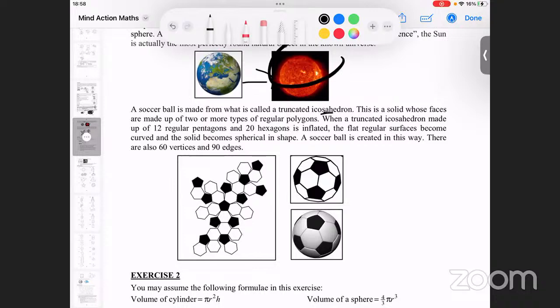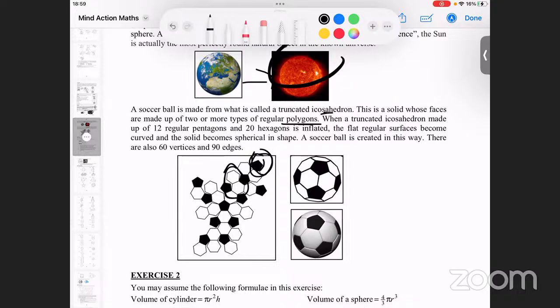So a soccer ball is made from what is called a truncated icosahedron. This is a solid whose faces are made up of two or more types of regular polygons. A polygon simply means the faces of a shape. So you see here, you have a five-sided polygon, and here you have six. It's a hexagon and a pentagon. Do you guys see that?